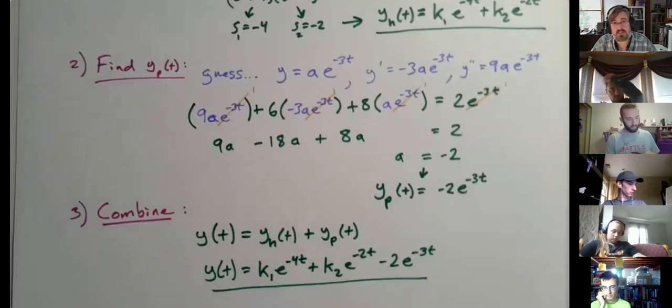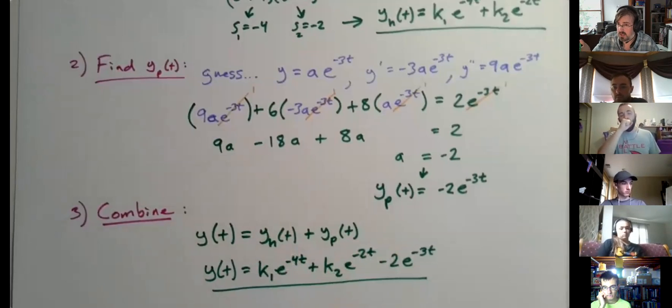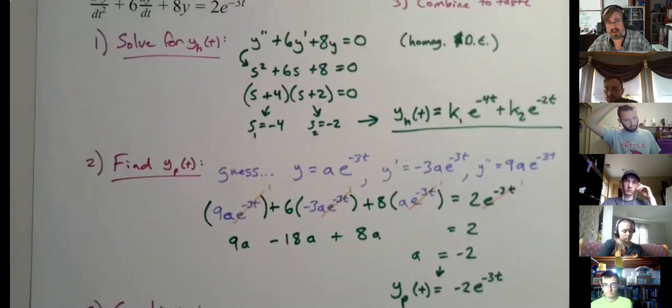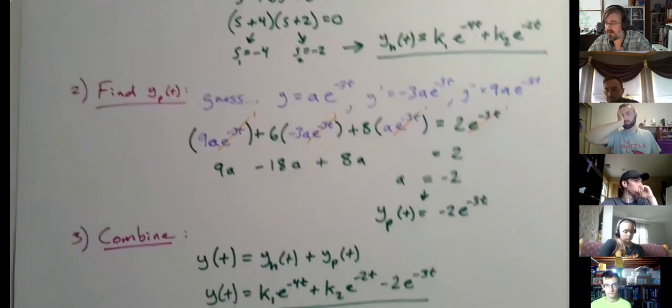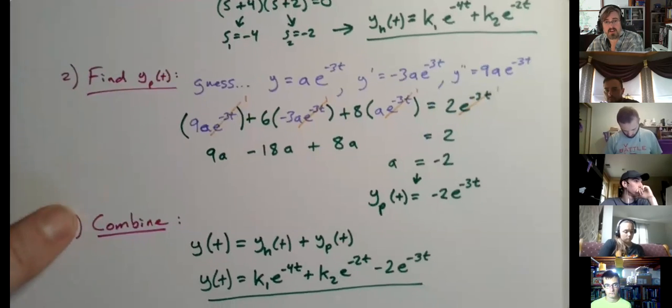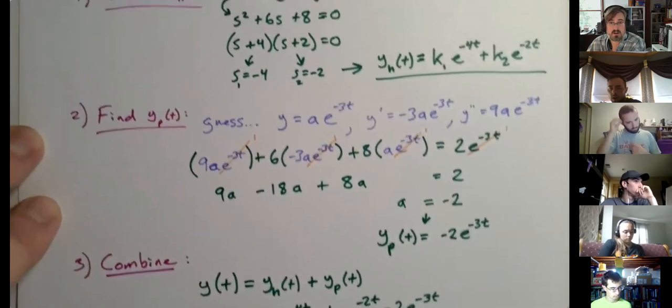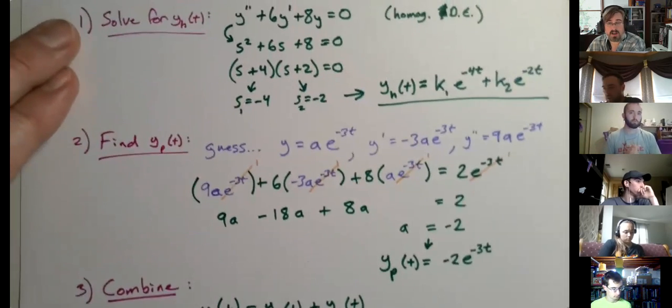There's the lucky guess method. Yay! So what do you think? Not too terribly tricky, I hope. Right? It's that follow the pattern, solve for the y sub h. We know how to do that. Find the particular solution using the lucky guess method, and then combine. The tricky parts are up here for part 1.